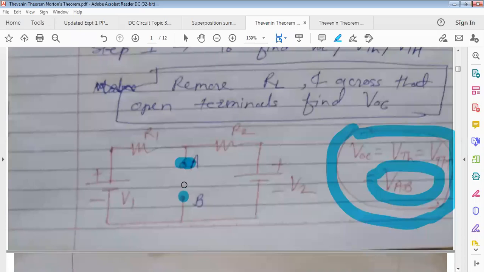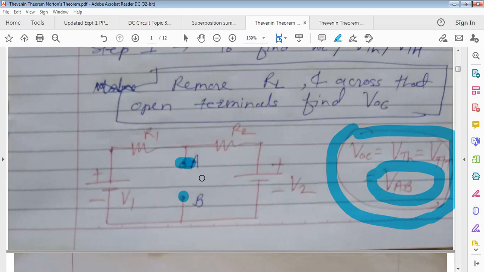Later on, to find the value of VTH, any method you can use. Mostly Kirchhoff's is used. We'll take a sum, then it will be clear to you. But what is the first step to find VTH? Draw the entire circuit as it is except the load resistance. Wherever the load resistance was, remove it, then it will become an open circuit. Mark those two open terminals, one as A, one as B, and find the open circuit voltage across them, and that will be Thevenin's equivalent voltage. Any method you can use, mostly Kirchhoff's laws are used for that. This is about VTH.